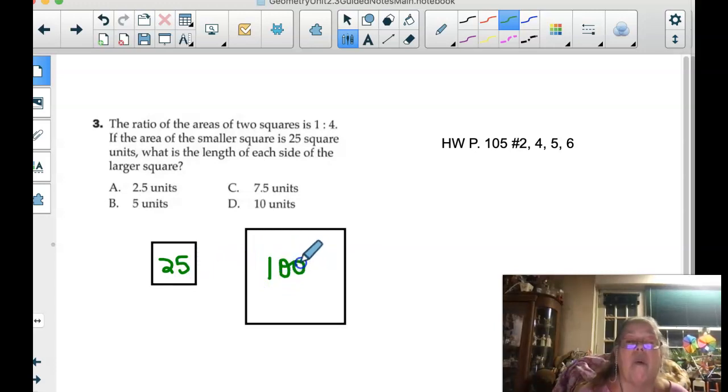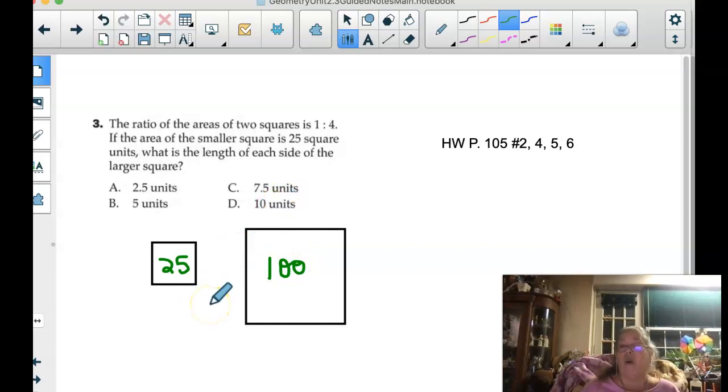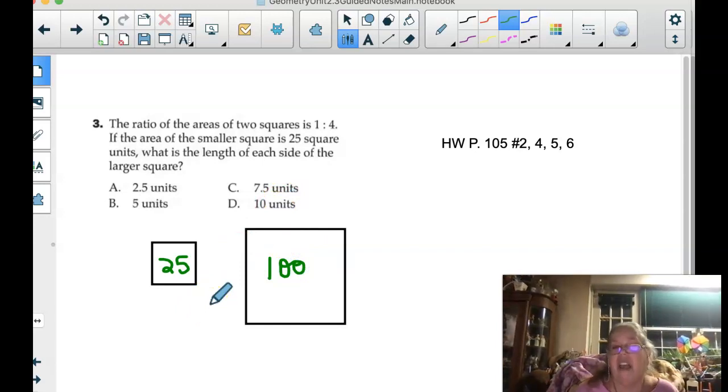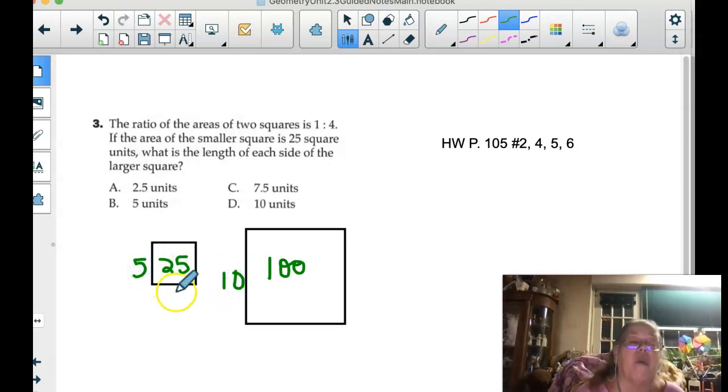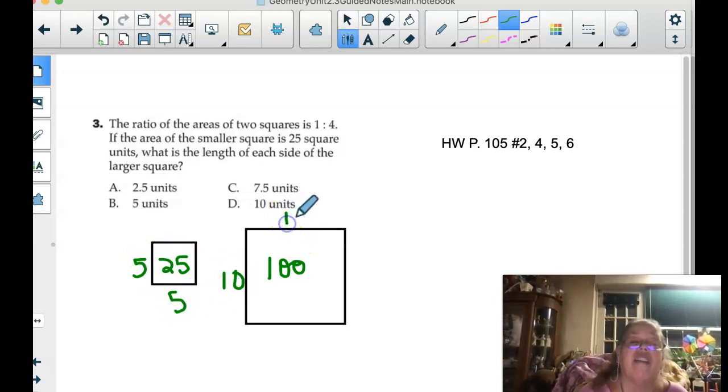Now what are the dimensions of the sides? What times itself equals 100? Like x squared equals 100. The square root of 100 is 10. And the square root of 25 is 5. So on the smaller one, each side is 5. On the larger one, each side is 10.